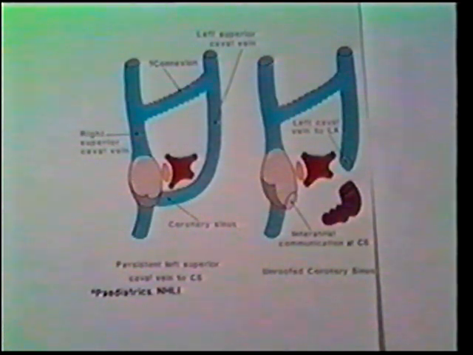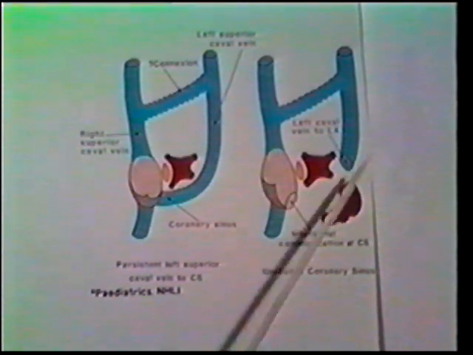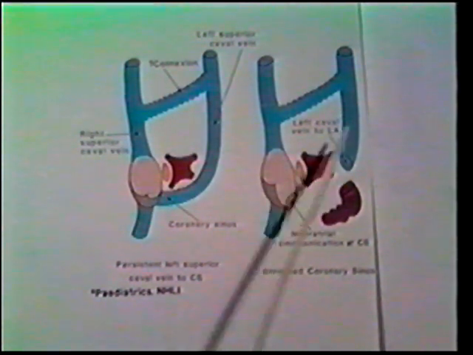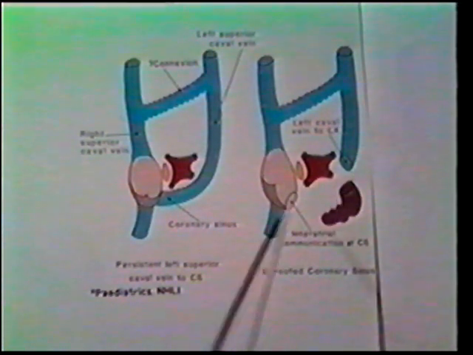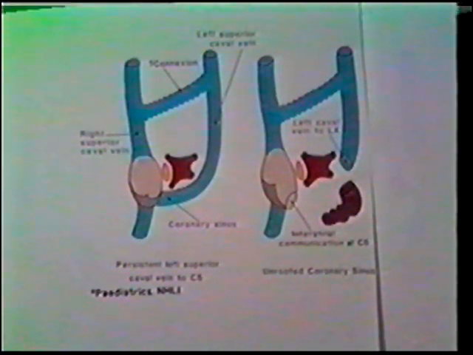As you heard last week, the persistence of the left superior caval vein in the normal situation, that is in the situation with usual atrial arrangement, can sometimes occur in association with fenestrations or incompleteness of the roof of the coronary sinus, giving direct communication of the persistent left superior caval vein into the left atrial chamber.